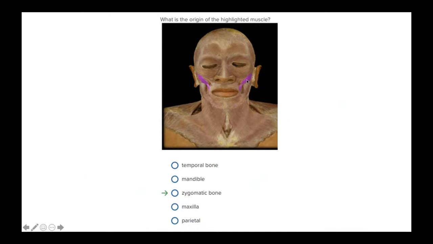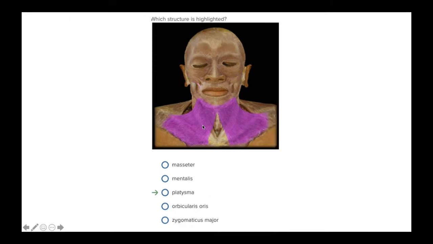What is the origin of the highlighted muscle? So this is why osteology is so important. So what bone do we have here? That's the zygomatic bone, right? It can't be temporal bone, that's up here. Can't be mandible, that's down here. Maxilla, upper jaw. Parietal, up here. So zygomatic bone, the zygomatic arch is the best answer.